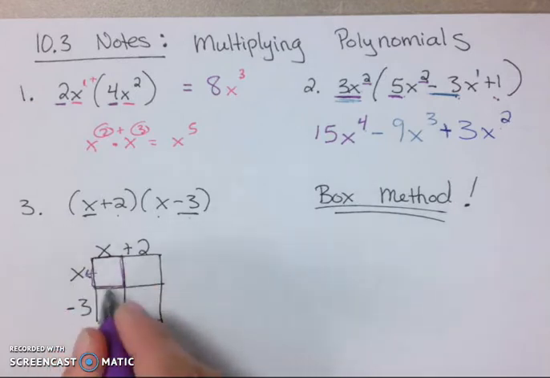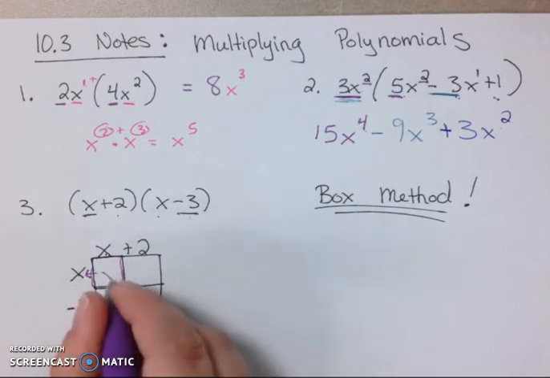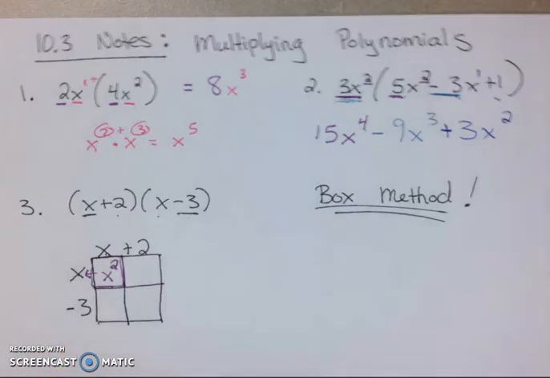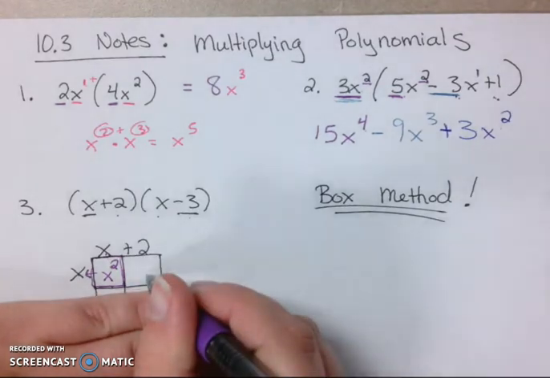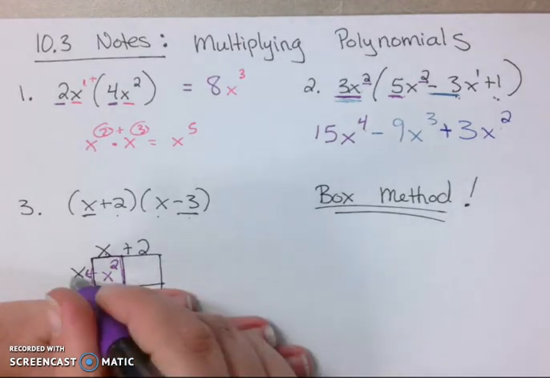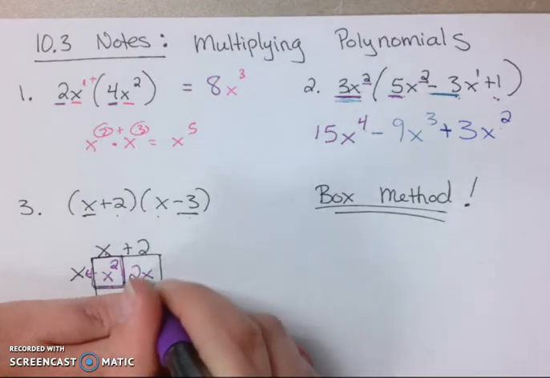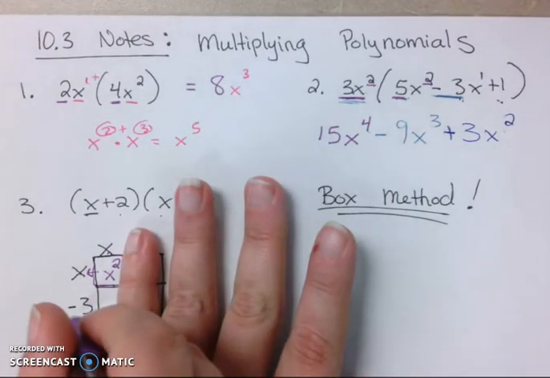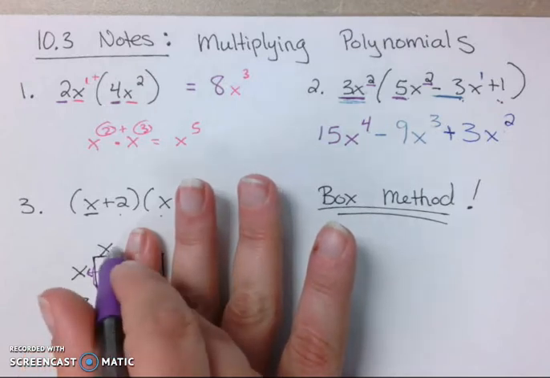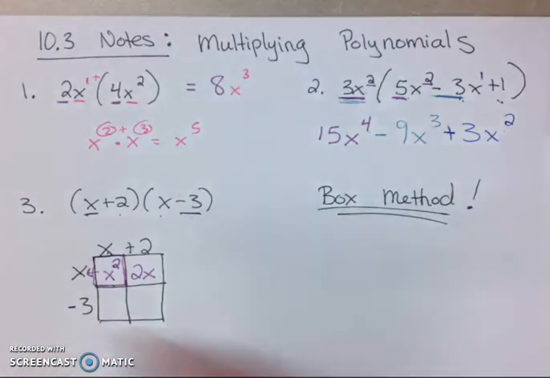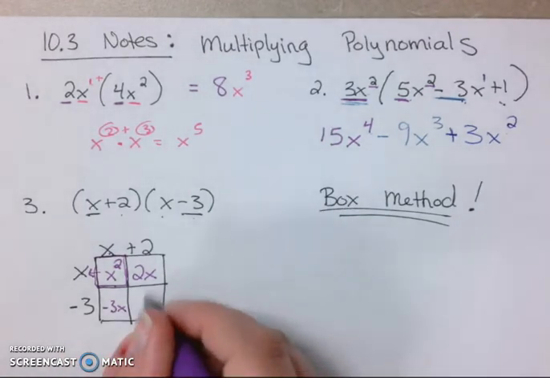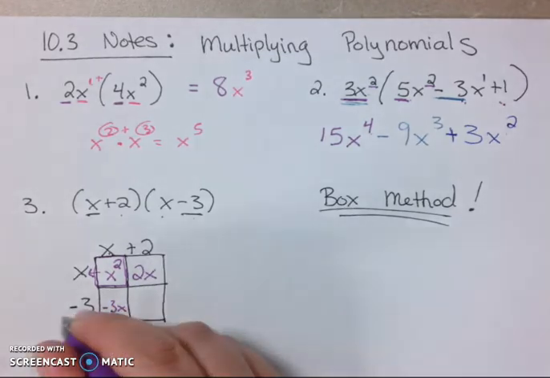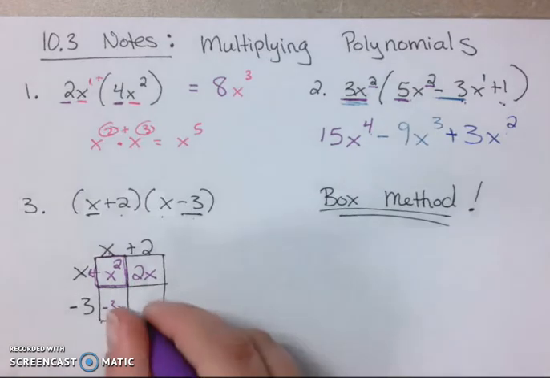So I fill in this square here by multiplying what's above it by what's to the side of it. So to fill this box in, I take x times x, and that's x squared. And then this box here, I take what's above it, the 2, times what's in front, x. So I take 2 times x is 2x. And now down here, this box, I take what's in front of it, negative 3, times what's above it, x. Negative 3 times x, negative 3x. And this last box, what's above it is 2 times what's in front, negative 3. 2 times negative 3 is negative 6.